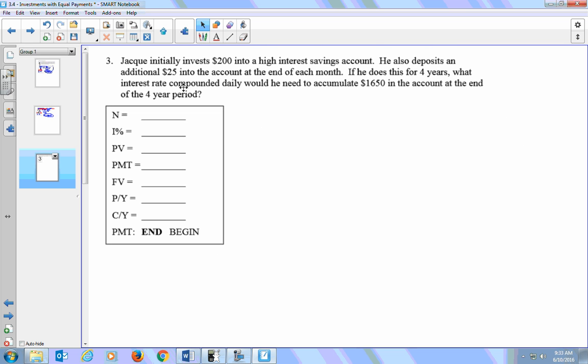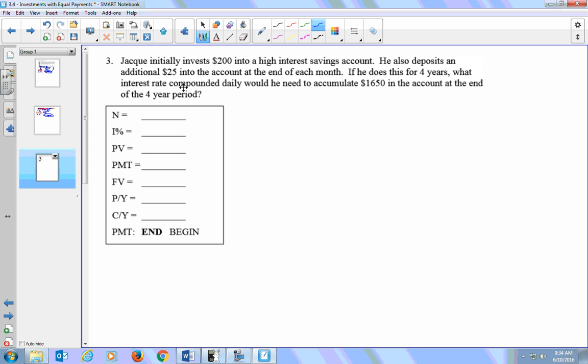So Jacques initially invests $200 into a high-interest savings account. He also deposits an additional $25 into the account at the end of each month. If he does this for 4 years, what interest rate compounded daily would he need to accumulate $1,650 in the account at the end of the 4-year period? Okay, so let's work through the information that we're given.